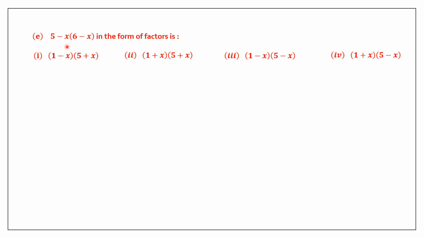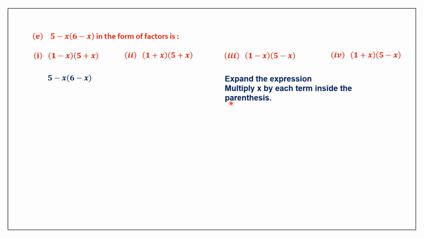Question E, 5 minus x into 6 minus x. So first thing, let's write down the question. We have a question here. Now let's begin by expanding the expression, that is by multiplying x by each term inside the parenthesis. So let's do that. Here we have 5 minus x into 6 is 6x. Then minus into minus is plus, x into x is x square.